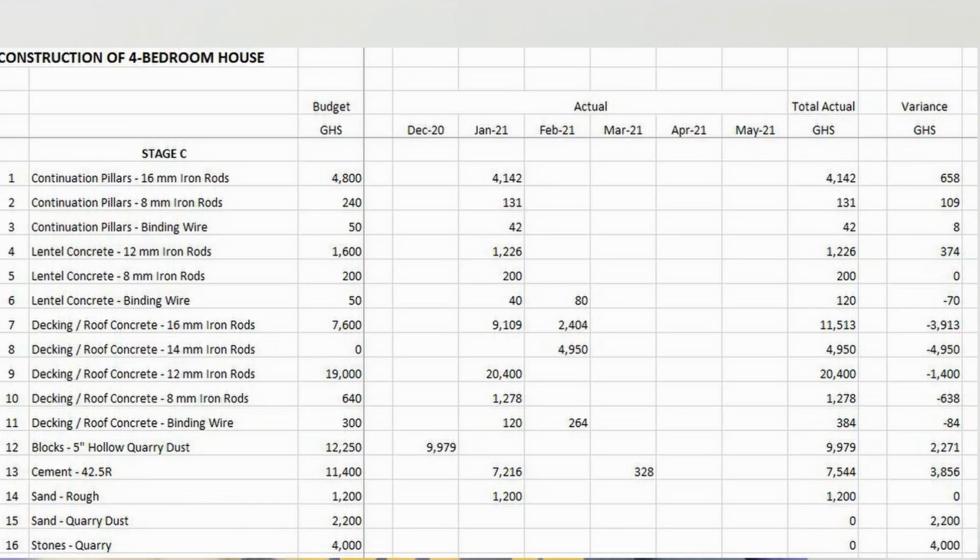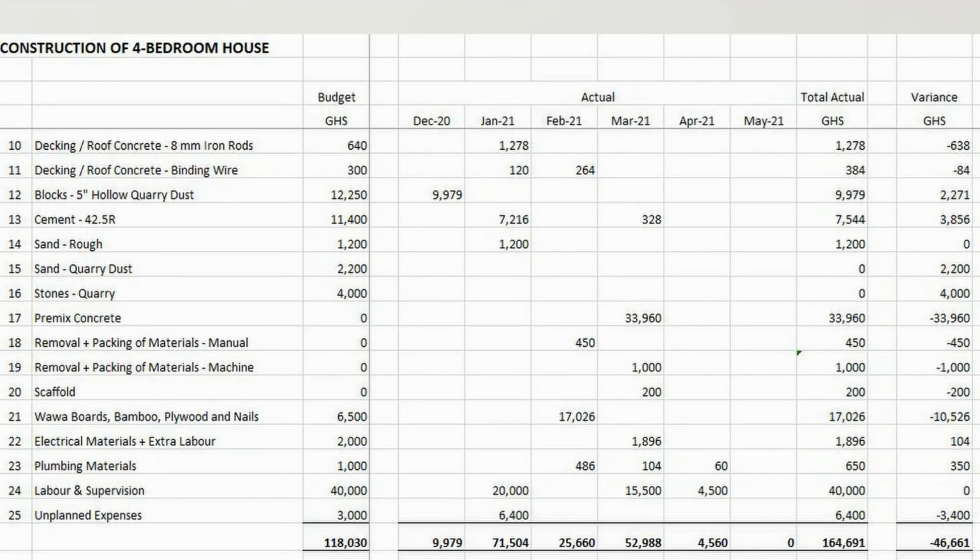So again, a surplus that could go into the next stage or some other material in that same stage. Overall, as you can see on your screen, the budget for our stage C was 118,030 Ghana cedis, but the actual spend was significantly over in this particular stage, at 164,691 Ghana cedis. A significant overspend on this stage, which in a way offset stage A and B, which had more savings.